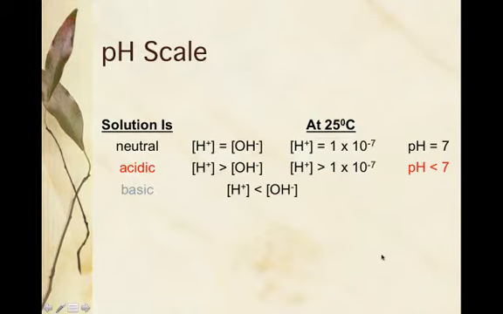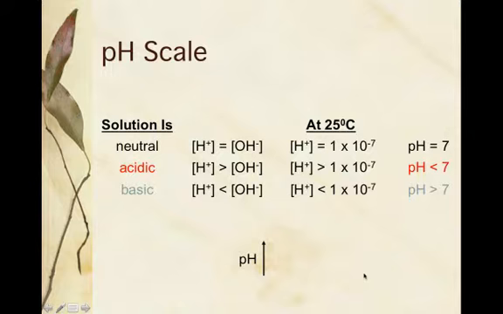Basic solution, that one came right away. And so hydronium concentration would be less than 1 times 10 to the negative 7th, and the pH would be greater than 7. Yes.